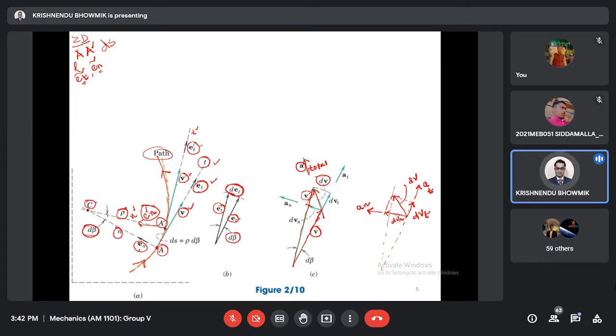One is ET, magnitude wise it is 1, the other is ET prime, magnitude wise it is 1. The vectorial difference is dET, and dET is acting along the normal direction. Just try to understand: this is 1, this is also 1, this is ET, and this is dET, and that is along the normal direction. So dET is acting along the normal direction. Is this clear?